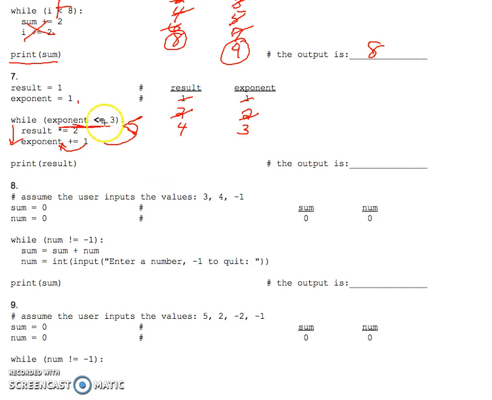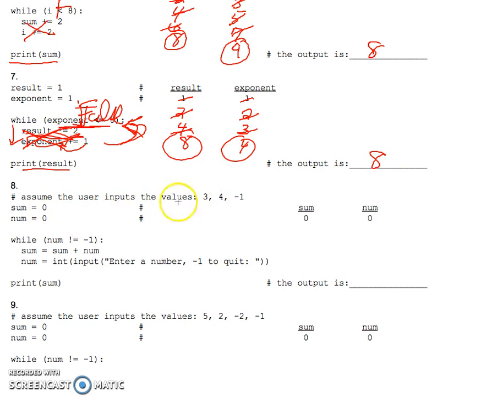Is 3 less than or equal to 3? That's true. So we multiply 2 with result. We add 1 to exponent. We go back up to the top. Is 4 less than or equal to 3? Nope, that's false. Because it's false, we don't do anything else except print result, which is 8.